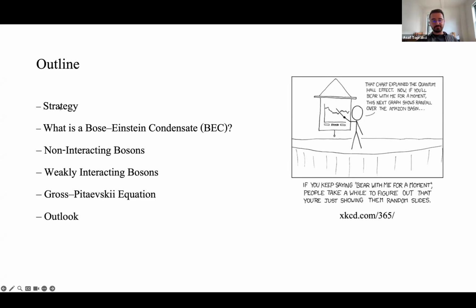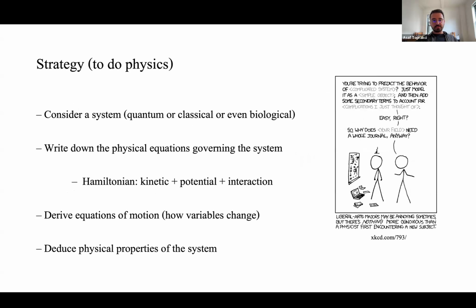I will talk about it differently than the other presentations. I will talk about the strategy for how we should understand the big picture of these many-body systems and introduce a Bose-Einstein condensate. I'll define it, and I'll do a simple case study with non-interacting bosons, and then do the main part of our presentation, the weakly interacting bosons, then introduce the Gross-Pitaevskii equation that describes these Bose-Einstein condensates, and finish with an outlook.